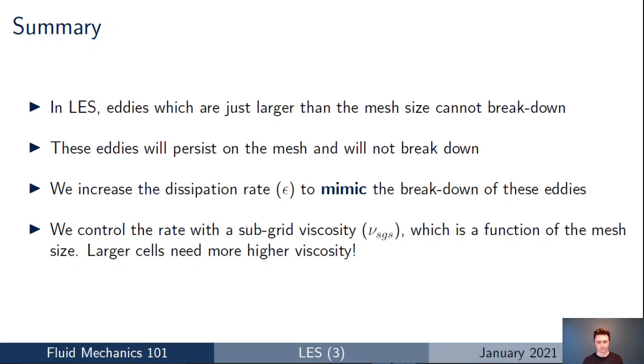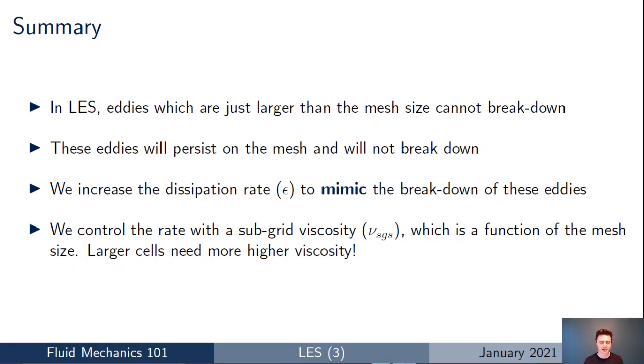And so what do we do to account for this? In LES, we increase the dissipation rate artificially, and what this does is it allows us to mimic the natural breakdown of eddies that would occur at the mesh limit. And we're mimicking the breakdown by increasing the dissipation rate. They're different things, but they have the intended effect of removing those eddies from the mesh, so we get the right turbulent kinetic energy. And the way that we control this process is through the subgrid viscosity.